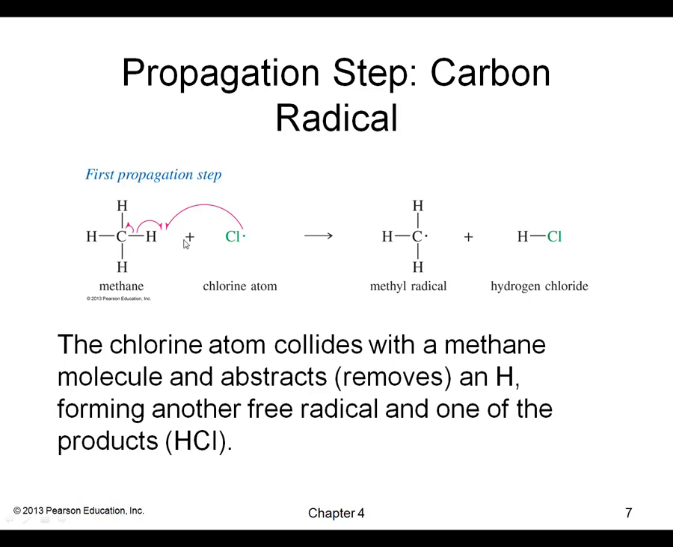Propagation step. Okay, so here we take Cl dot and we do a hydrogen abstraction. So it takes the hydrogen on the carbon and the other part of the bond, its electron stays with the carbon atom. And so we end up forming this methyl radical, and HCl, hydrogen chloride, forms as a byproduct.